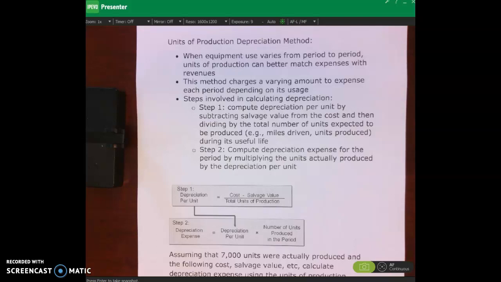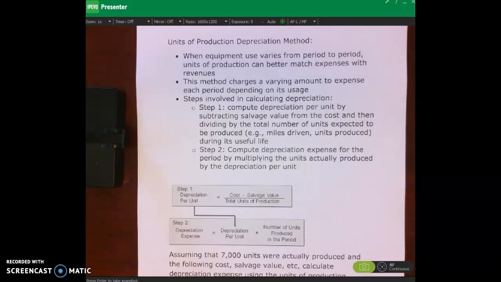Hello and welcome. This third lecture video for Chapter 10 focuses on the units of production depreciation method and also the double declining depreciation method, okay? So we concluded the last lecture video by talking about the straight line depreciation method.